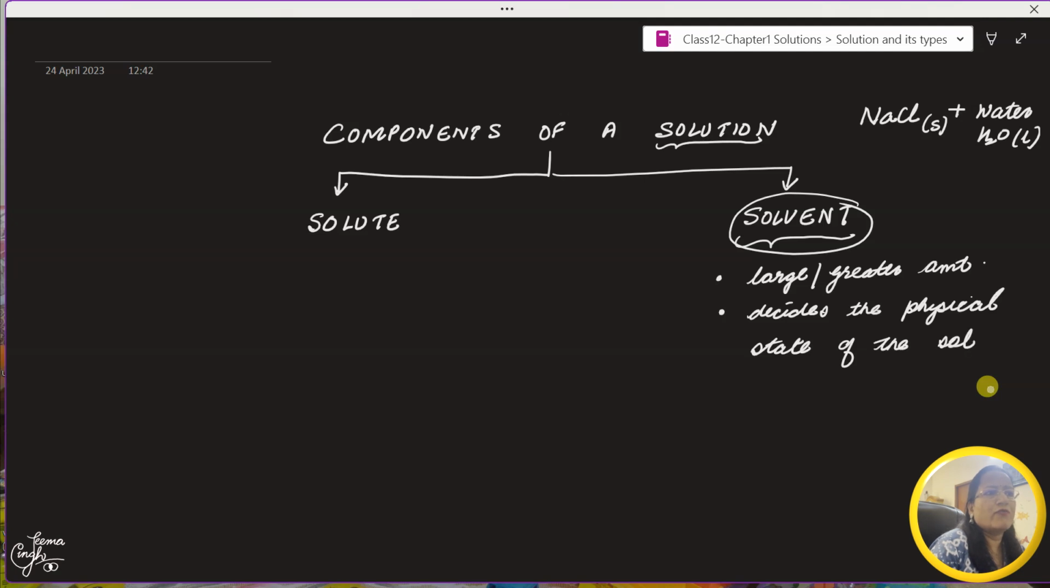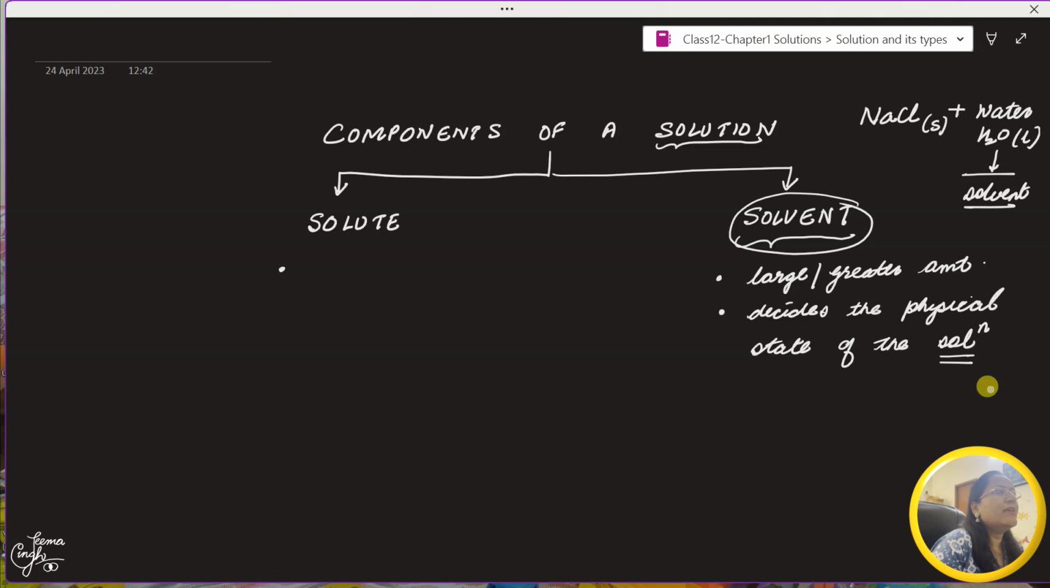I'm going to use the short form SOLN. In boards, it's not allowed, but I'm going to use it for your teaching method or your notes preparation. Right? So if I take the example of NaCl and water, definitely your water is going to be more than NaCl. So we are going to say water is your solvent. And you also know that water is a universal solvent, right?